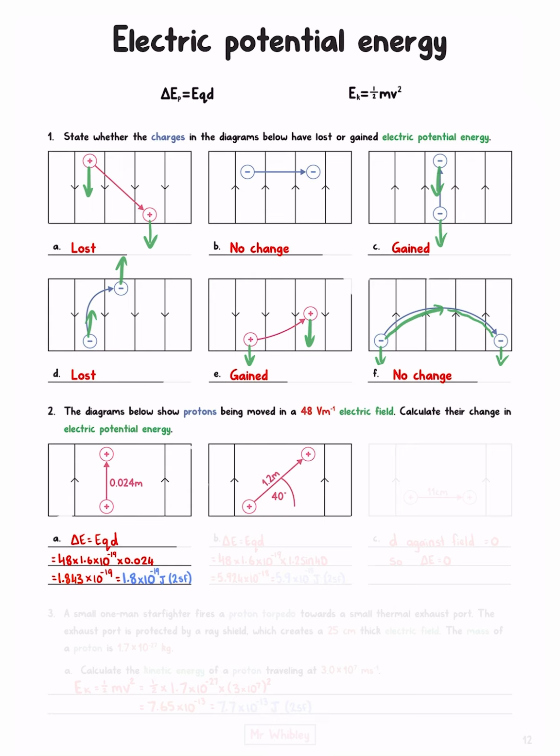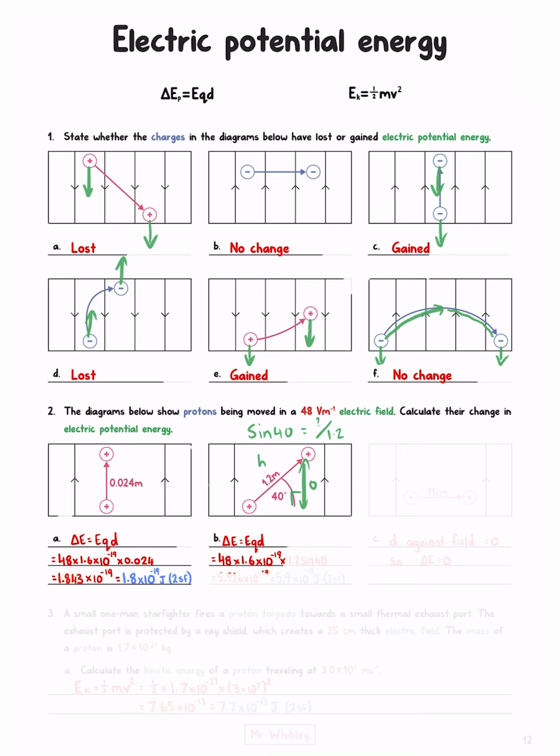Once again, our change in our electric potential energy is EQd. We have our electric field, we have our charge, but for our distance, we need to use the component of this triangle here. This is the opposite side of our right-angled triangle, where 1.2 is our hypotenuse. Remembering SOHCAHTOA, the SOH relationship says that sine of our angle, which is 40 degrees, is equal to our opposite, which is what we're trying to find, divided by our hypotenuse, which is 1.2.